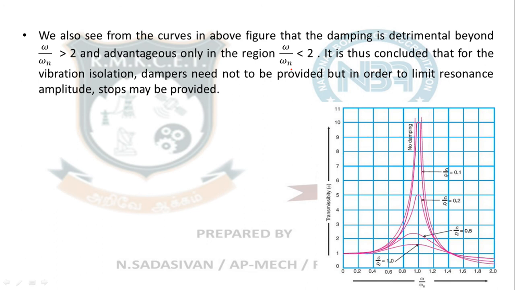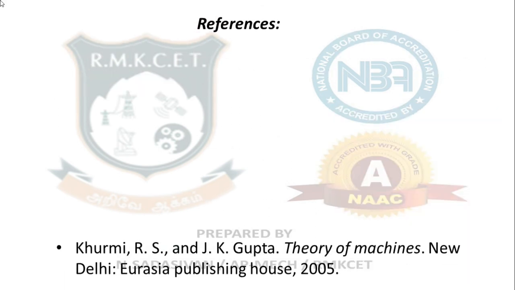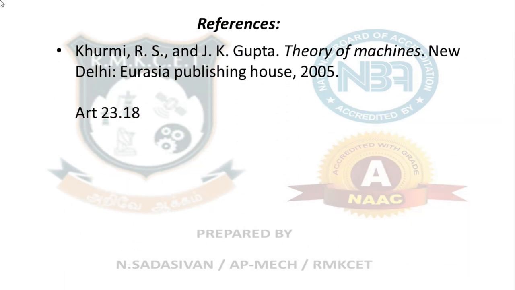It is thus concluded that for vibration isolation, dampers need not be provided, but in order to limit the resonance amplitude, stoppers may be provided. This is taken from your Kurmi textbook, subtopic 23.18. So that completes this topic.